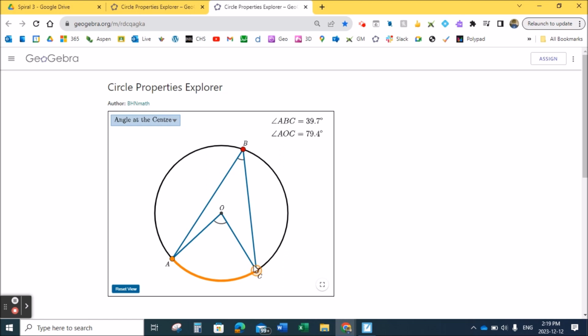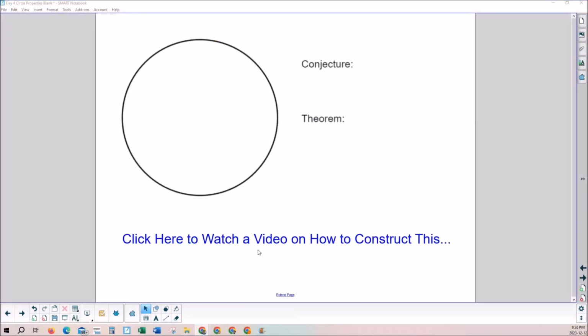let's try to go to 80. Oops. You'll see that the other angle is half of that at 40. And this is a demonstration. For our last one, you're going to go to the bottom of the page and use this circle that's blank, and then watch this video.